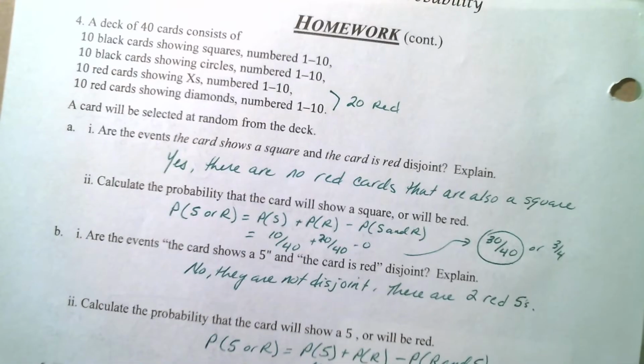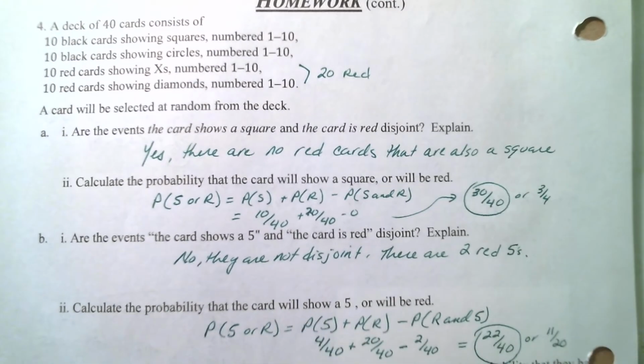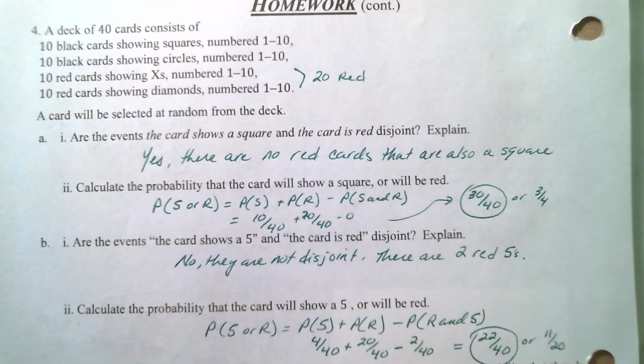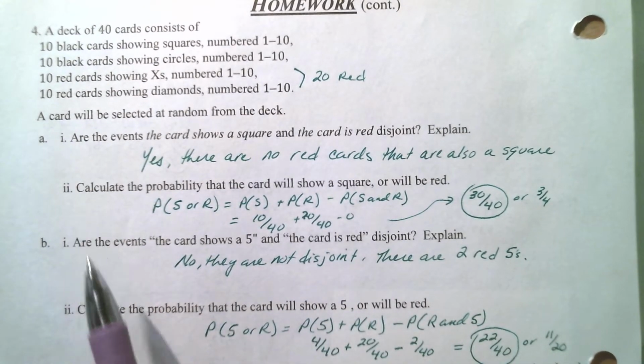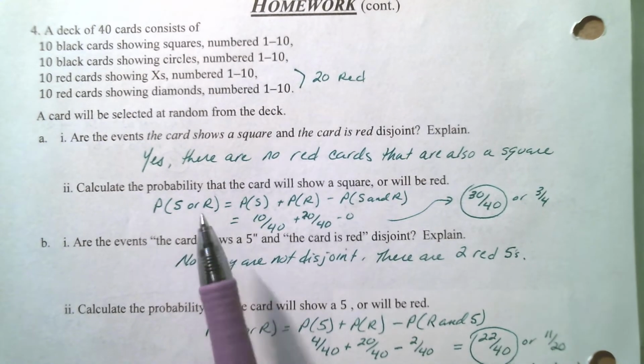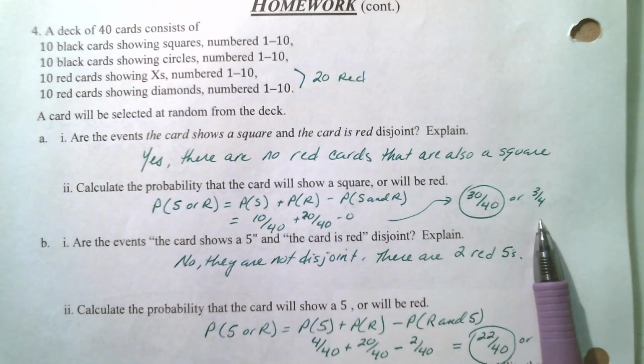Number 4A, yes, they are. There are no red cards that are also a square. So are the events disjoint? Yes. A2, the probability of S or R is 3/4 or 30/40 or 0.75 or 75%.